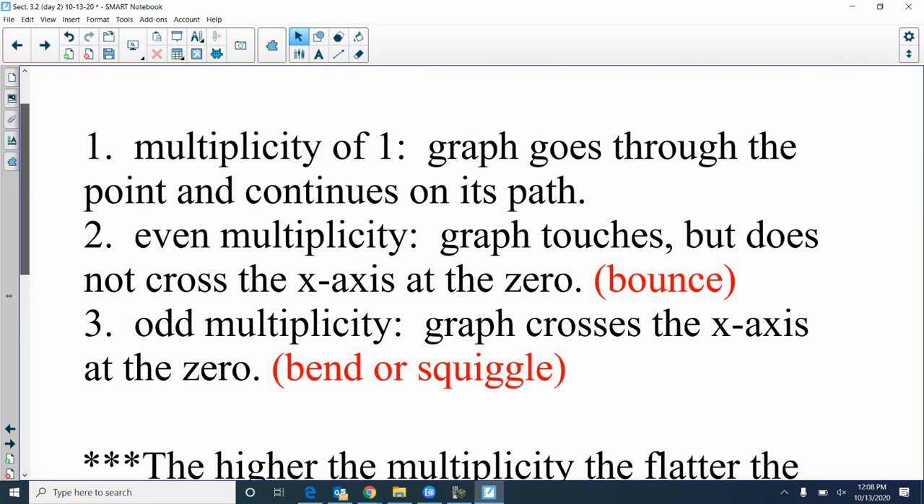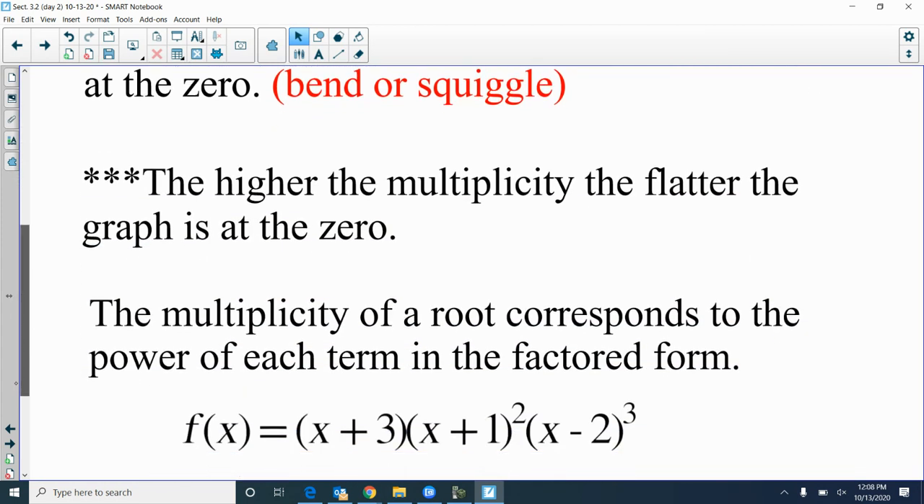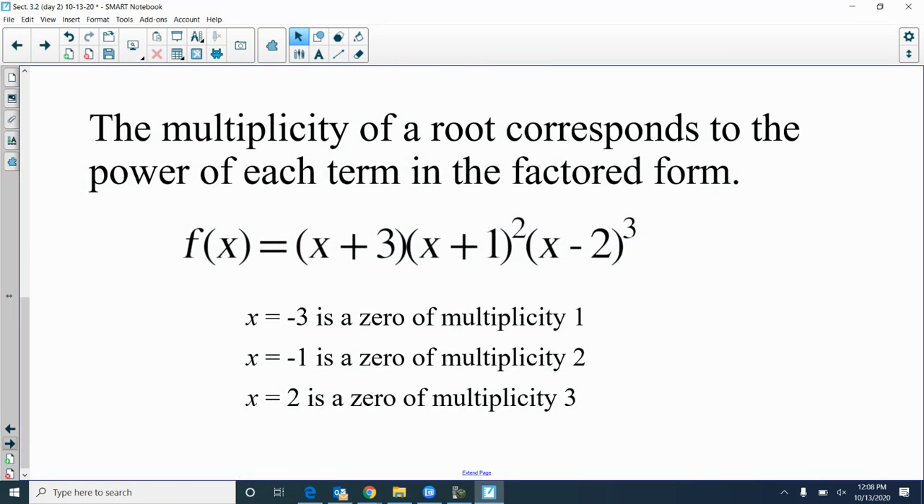Multiplicity of 1 means it just goes through the point. Okay, it has to cross through the point. Multiplicity of 2 or 4 or 6 means it bounces at that point. It doesn't go through it. It bounces. And then a multiplicity of 3 has that bend or squiggle in it. Okay, so we have those cases, and those are kind of the main ones.